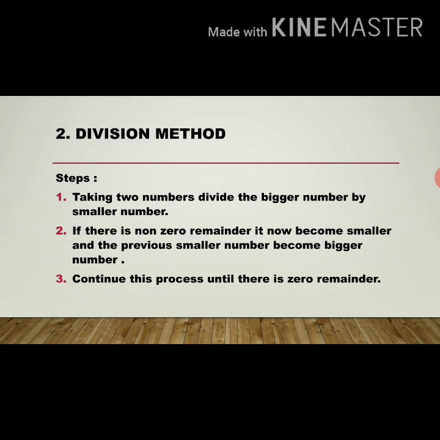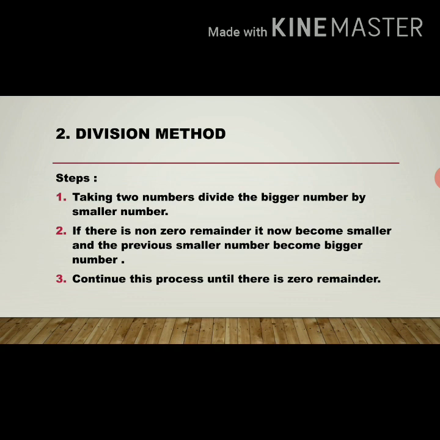The third step is to continue this process until there is a zero remainder. This process should continue until the balance becomes zero. Each time we also have to identify the smaller number and the bigger number, and with the help of the smaller number we divide the bigger number until the value becomes zero. These are the three steps followed in the division method.